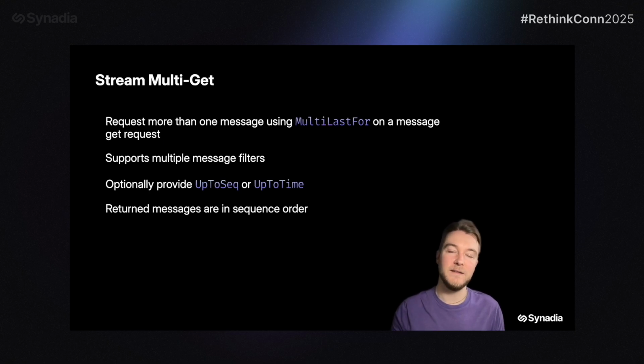And then finally, the last feature that I'd like to call out is around the stream multi-get. Now, this is for applications that aren't using consumers, but instead are trying to pull messages from streams directly. And the abilities introduced with Stream Multi-Gets are that you can provide multiple subject filters, you can provide additional bounds, such as only up to a certain sequence number or time, and you'll receive a batch of messages back from the system in one go, in sequence order.